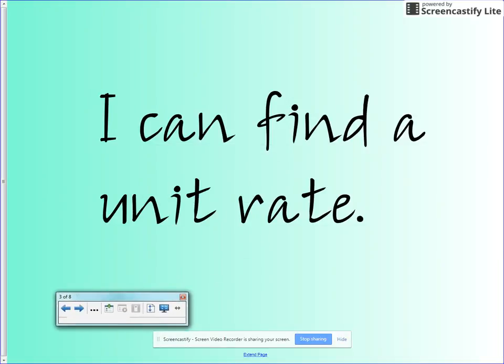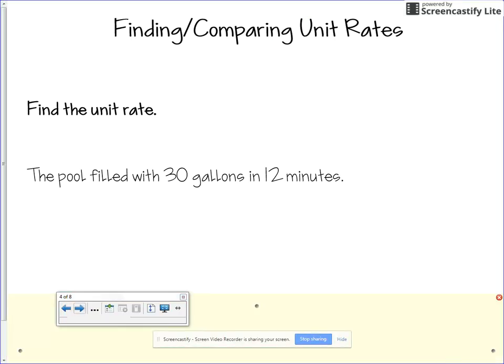Today we're continuing to work on finding a unit rate. So in your notes, you need to write down lesson 2.6, day 2, unit rates. I'll give you a moment to do that. We're finding and comparing unit rates. So for this first problem, we're just going to find the unit rate.